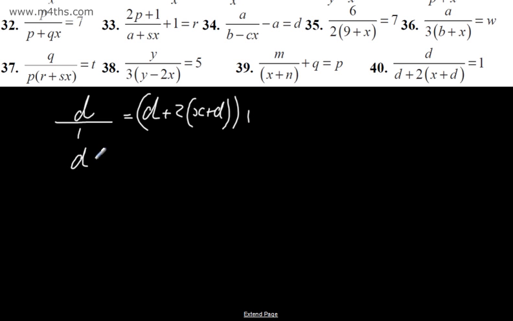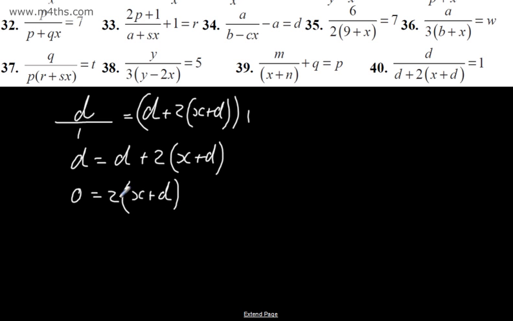So what we now have is d is equal to d, and then we're going to have d plus 2 lots of x plus the d. Subtracting d from both sides of the equation leaves us 0 is equal to 2 lots of x plus d. I'm going to divide both sides of the equation by 2. So 0 divided by 2 gives us 0. That gives us x plus d. And then subtracting d from both sides, x is equal to negative d.